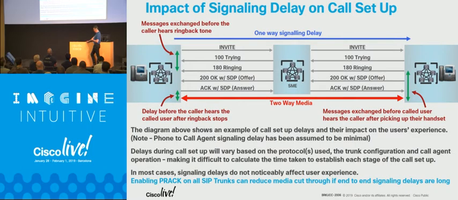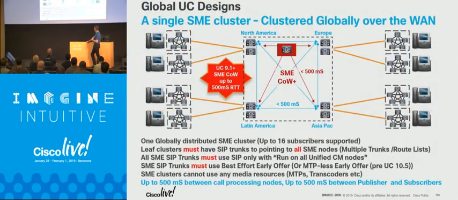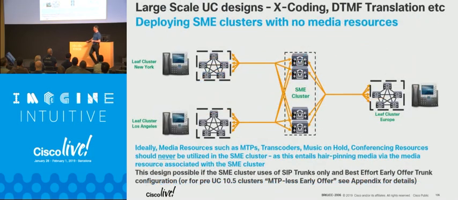But again, what we can also do with SME is to take a single SME cluster and to span that globally. So you can go up to 500 milliseconds round trip time between the publisher and any of the subscribers. I think the maximum we've got is about 324 milliseconds round trip time. But the nice thing about this means that you can administer this centrally and have no local clusters here. There are some rules that you have to obey so it has to be all SIP trunks to get clustering over the WAN. And again, that comes down to things like the run on all nodes routes.